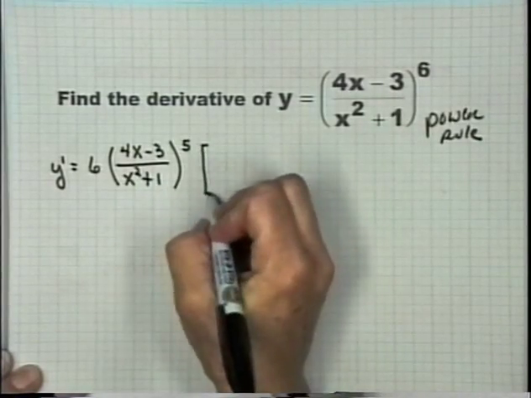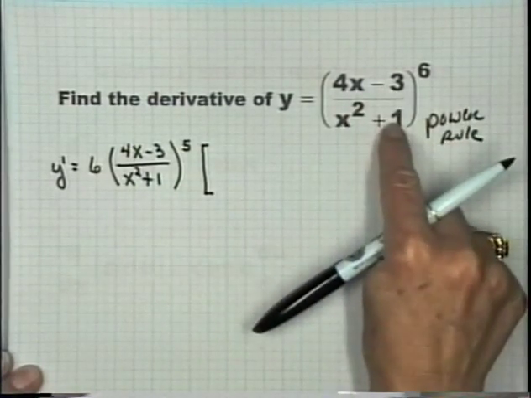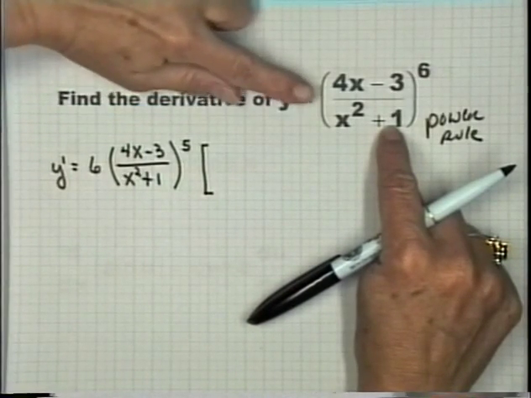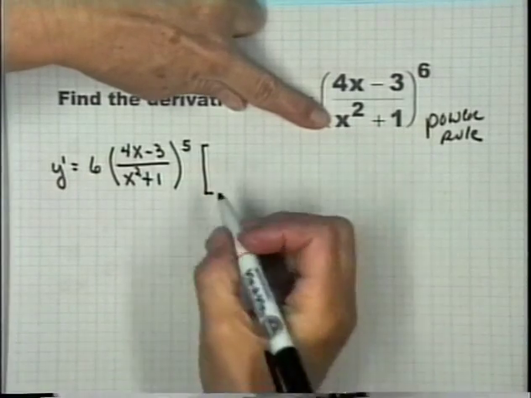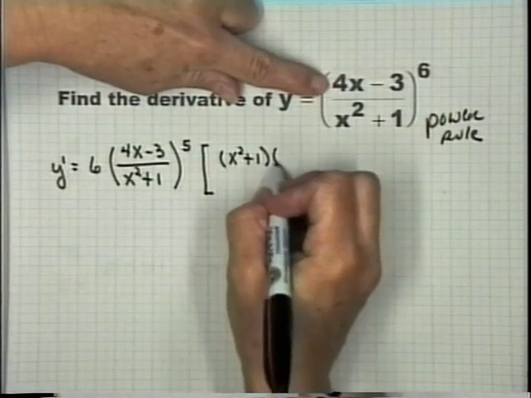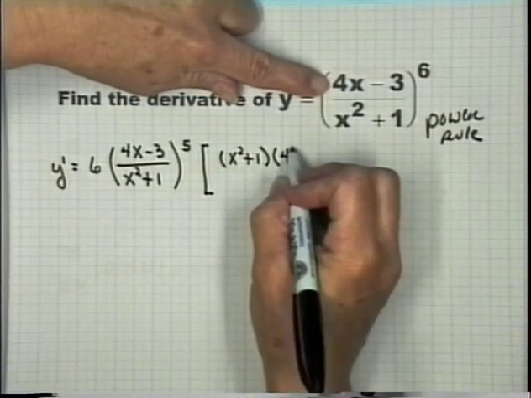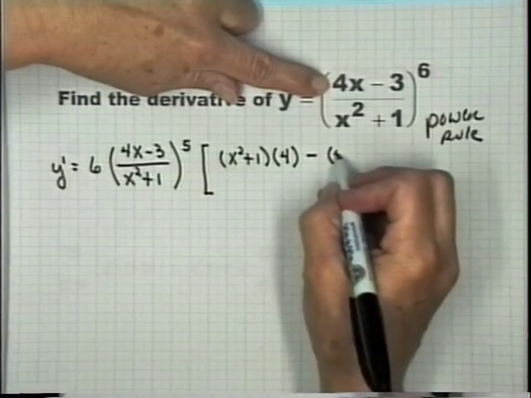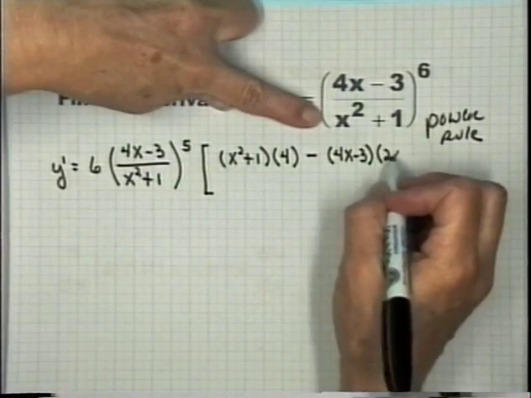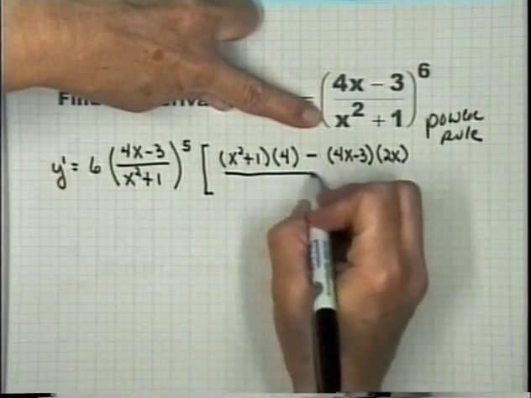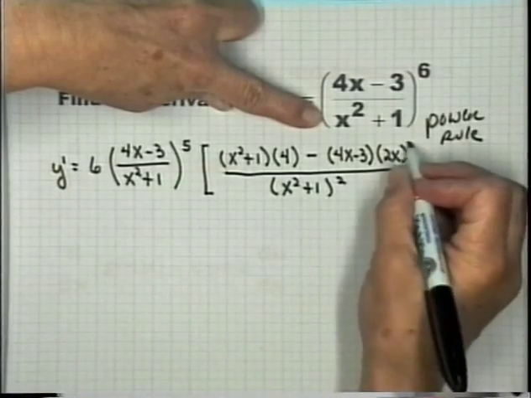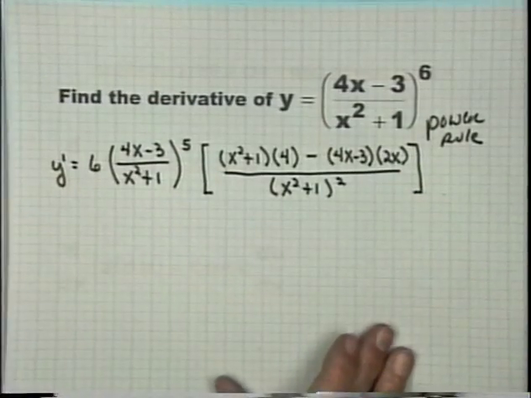Now, if you come inside, you'll notice that you've got a quotient. So as you come inside, you're going to be doing the quotient rule, okay? So let's see if we can keep up. The quotient is the denominator, x squared plus 1, times the derivative of the numerator, which is a 4, minus the numerator, 4x minus 3, times the derivative of the denominator, 2x, all over the denominator, x squared plus 1 squared. Now let's stop a second and see where all this came from.